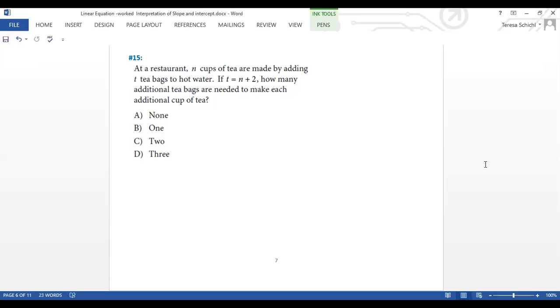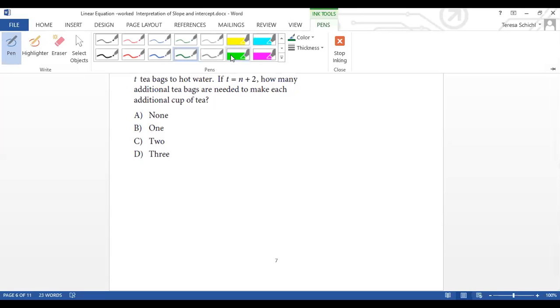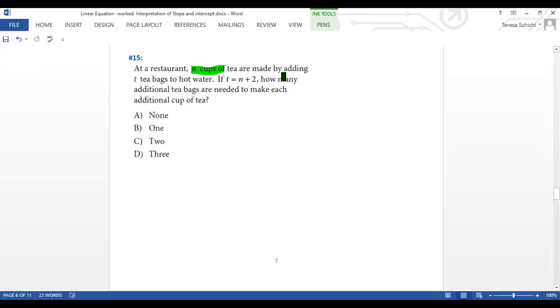So if t is equal to n plus 2, okay? How many additional tea bags are needed to make each additional cup of tea here? So n is the cups of tea, right? So the n is here, let's highlight it. Okay, so n is the cups of tea here. And then what is this number here? So the 2 is what we call the y-intercept, right? In here, the 2 means it doesn't matter how many cups of tea you make, you need to have an initial 2 bags. Then each cup, you put one extra bag there, right?